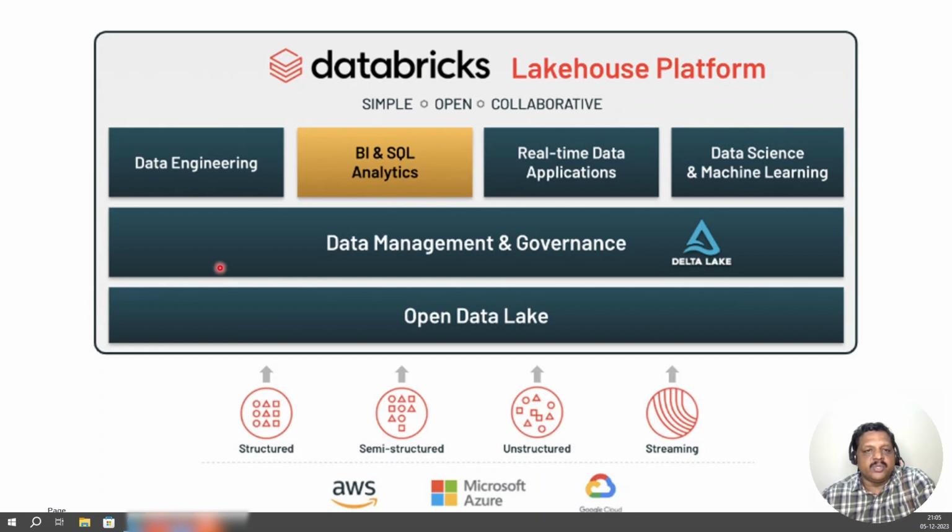If you look at this visual, you can see that the Databricks Lakehouse platform supports data engineering, BI and SQL analytics, real-time data applications, then data science and machine learning, and there is a data management and governance layer. And it is storing the data in open format, open data lake, and it stores structured data, semi-structured data, unstructured data, and even streaming data. And most importantly, it is supported by the major cloud providers like AWS, Microsoft Azure, Google Cloud, Oracle Cloud, and so on.